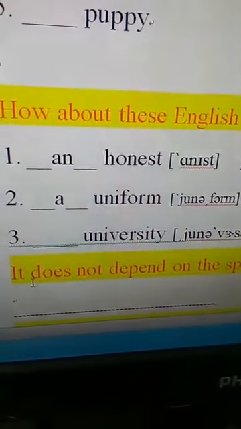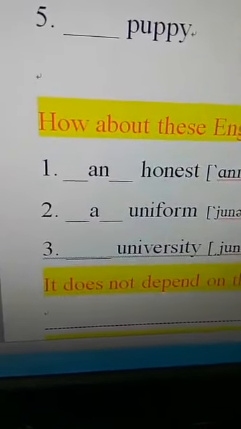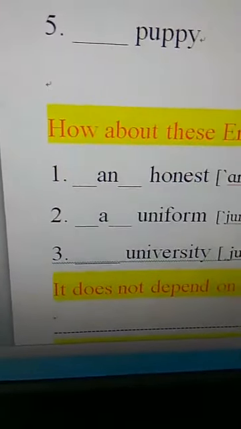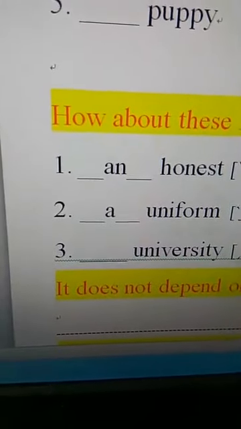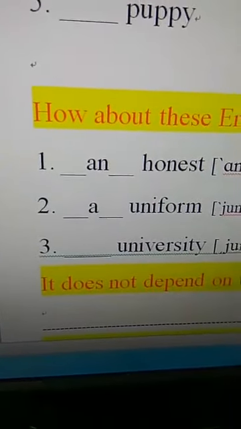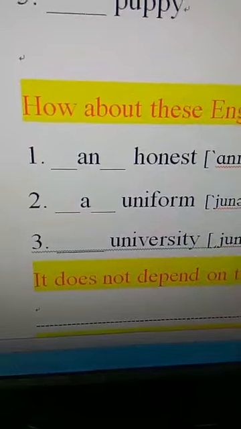Okay. Oh, Hassan. Hassan is talking about the word umbrella. So that's a very good example. Umbrella, we use an, A-N. An umbrella because of the pronunciation.